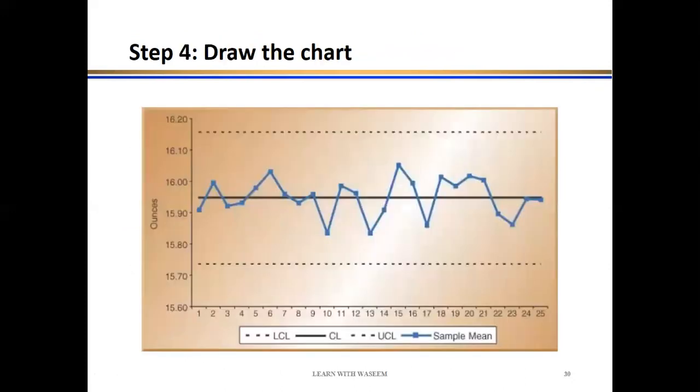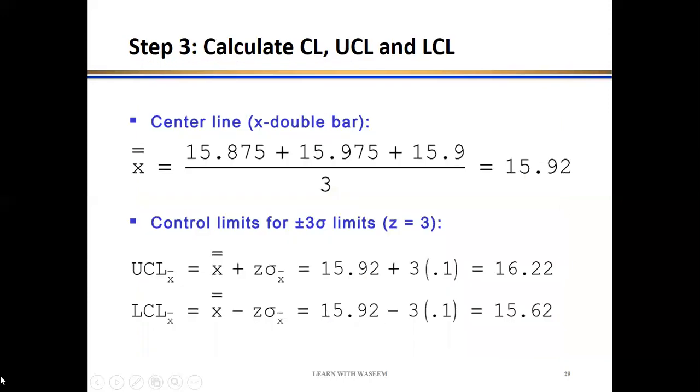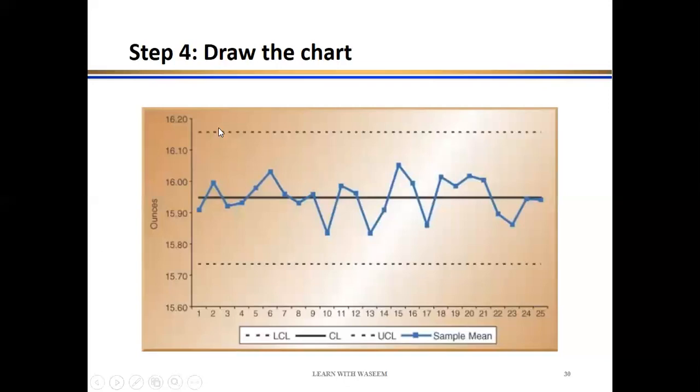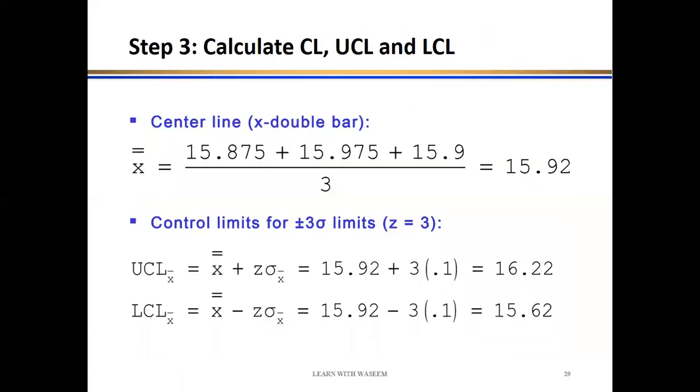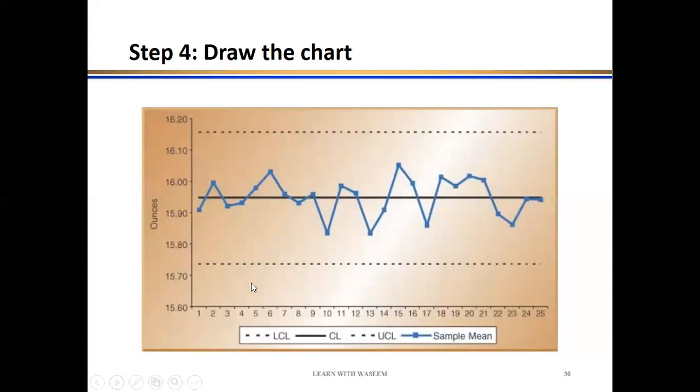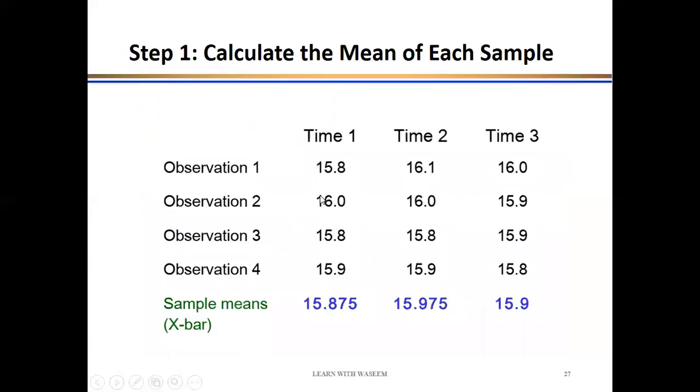Now the next step is to draw the chart. The center line is x double bar, which is 15.92. This is the upper control limit, which is 16.22, and the lower control limit should be 15.62. These can be the upper and lower control limits. What do these points represent? These points are actually the data values, which you can see on the table.